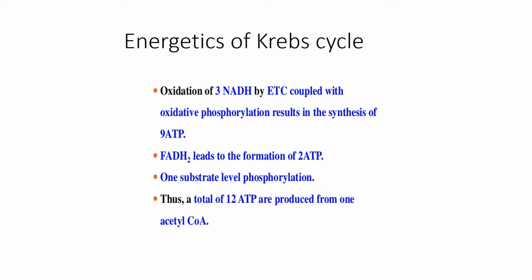So here is the energetics of the Krebs cycle. Here, oxidation of these 3 NADH in one cycle of acetyl CoA: 3 NADH will be produced, and when these 3 NADH move into the electron transport chain, they will produce 9 ATP molecules in the form of oxidative phosphorylation, as 3 ATP molecules will be produced by the oxidation of 1 NADH.